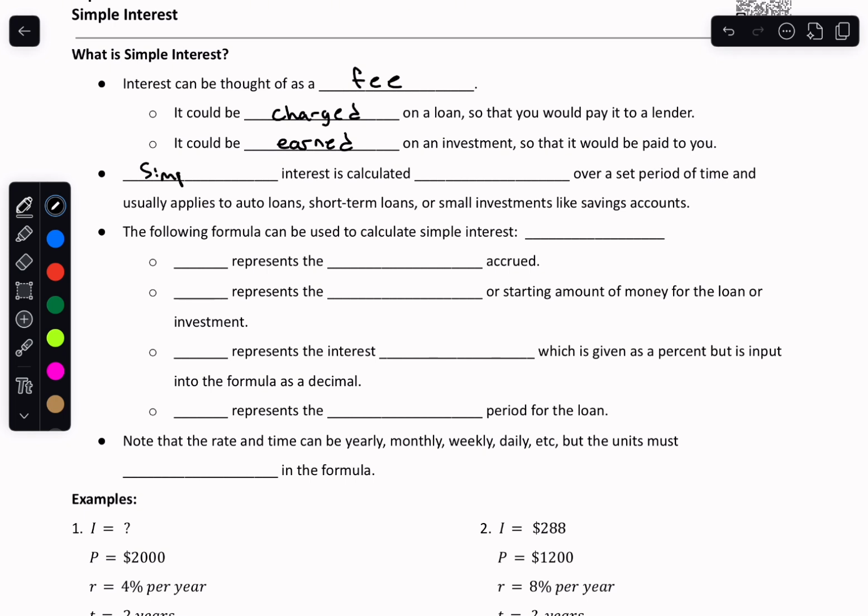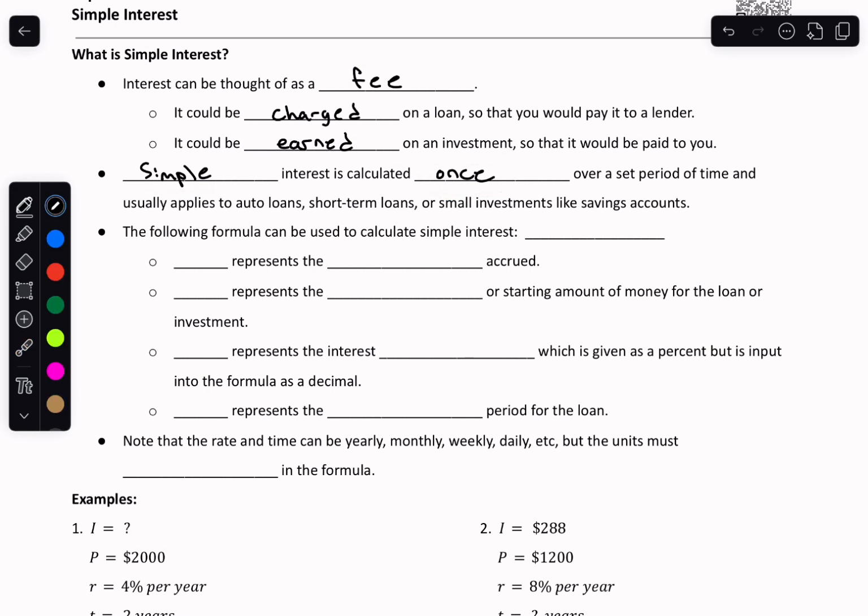Simple interest, which is the title of the lesson, is calculated once over a set period of time and usually applies to auto loans, short-term loans, or small investments like savings accounts. So simple interest, we really call it simple because it just happens once. That's the key. When we get to the next topic, which will be compound interest, that'll be interest that happens over and over and over again for some set number of times in a given period. But simple interest is simple because we just earn interest once over a given time period.